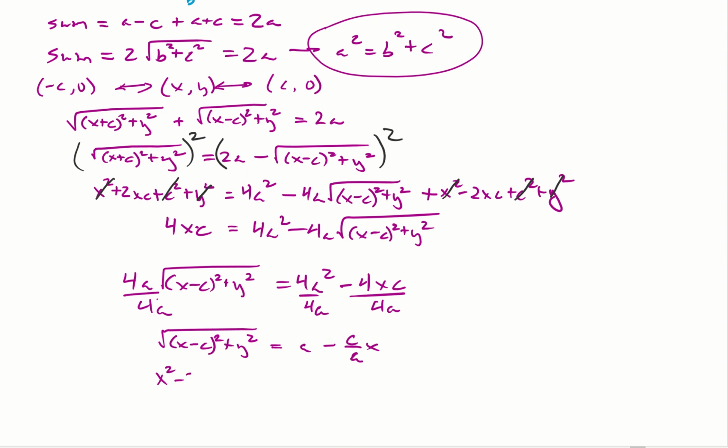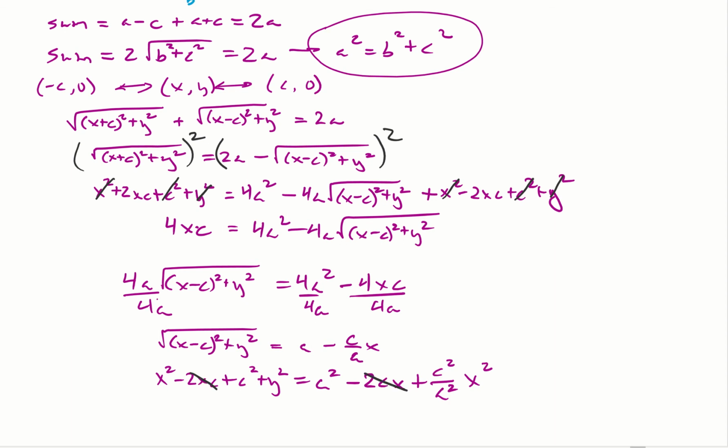Now we square both sides. X squared minus 2xc plus c squared plus y squared is equal to, squaring this side, we're getting a squared, watch this, minus c x doubled, minus 2cx, okay? And then finally we have plus c squared over a squared x squared, okay? All right, so what happens here? Well, did you notice that the minus 2xc disappears?